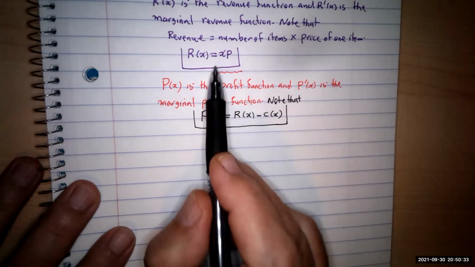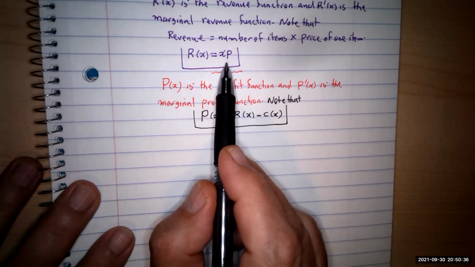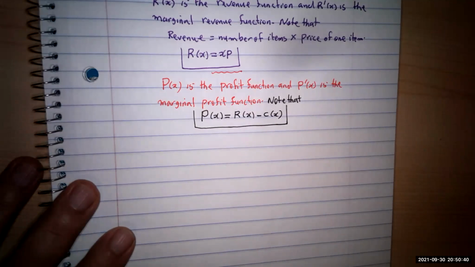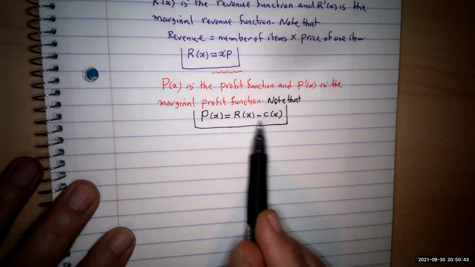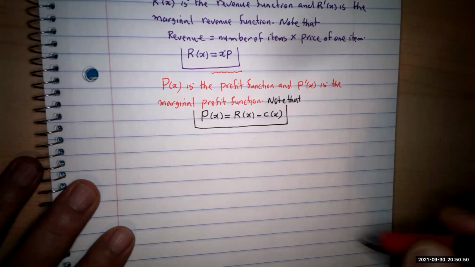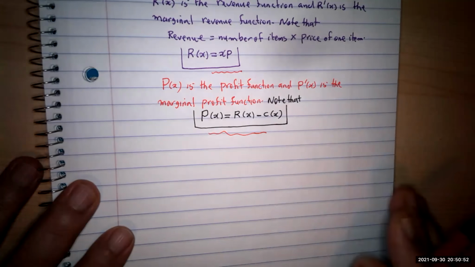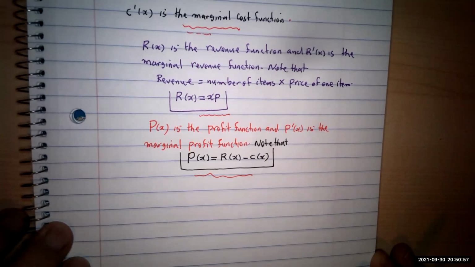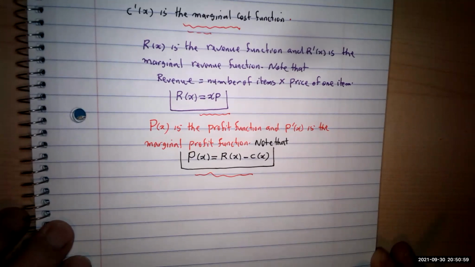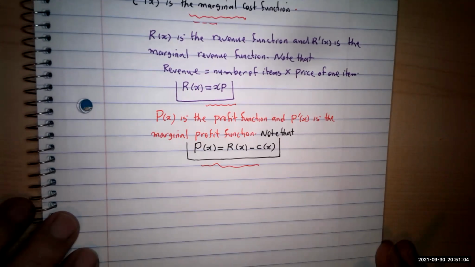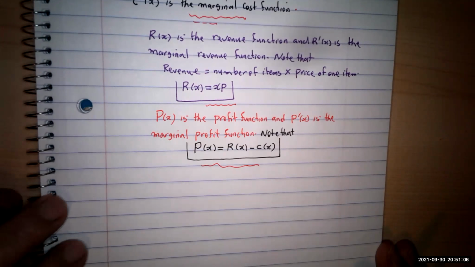In order to get the revenue, you have x times p, the price and the demand, they call it the number of items. Then in order to find the profit function, it's going to be R of x minus C of x. At this level, we would like you to be able to find these marginal functions, the revenue, the cost, and the profit, and then evaluate them at some numbers for us. It's to get to know them at this level.